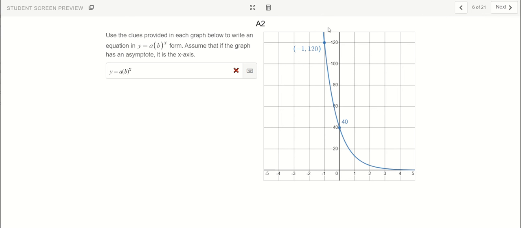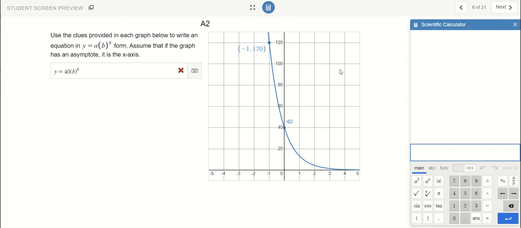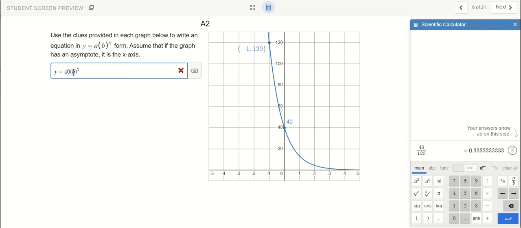Let's try the next one. Here, my initial value at 0, so I'm starting at 40. So I'm going to replace a with 40. And I'm going from height 120 to height 40. Just like before, I can take the next number divided by what it was before, and see that my ratio is 0.333, or 1/3. So this is going to be 1 divided by 3. Starting at 40, each time I jump down, I'm losing 2/3 of my height.